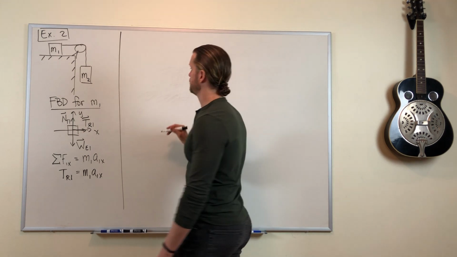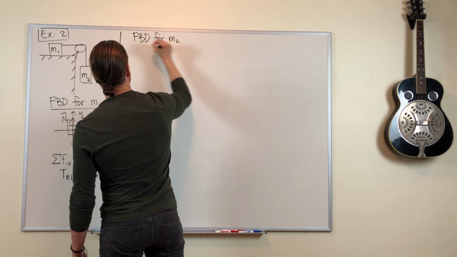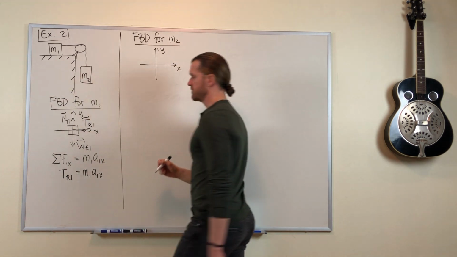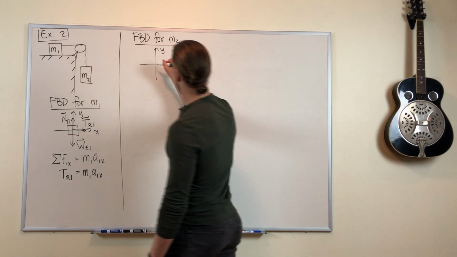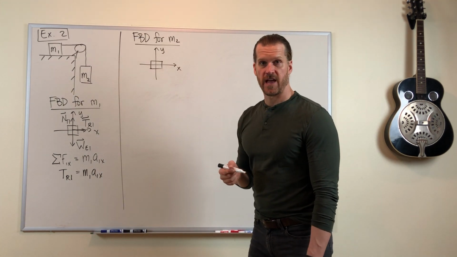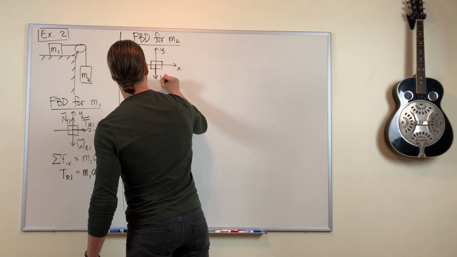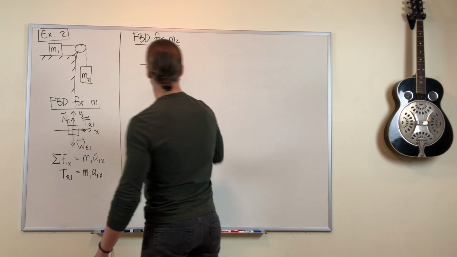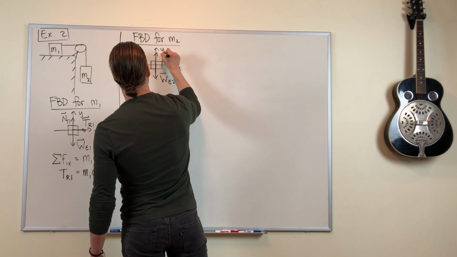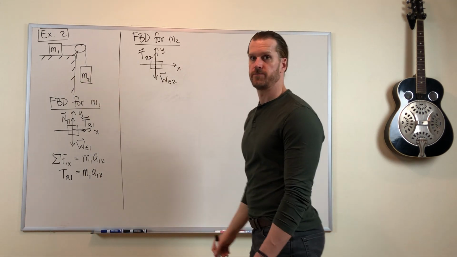We'll look at mass 2 now. Here's its free body diagram. Mass 2 is at the center. There's only stuff happening in the y direction, nothing in the x direction. In the y direction, we've got gravity force of the Earth pulling on mass 2, and you've got the tension force of the rope pulling on mass 2.